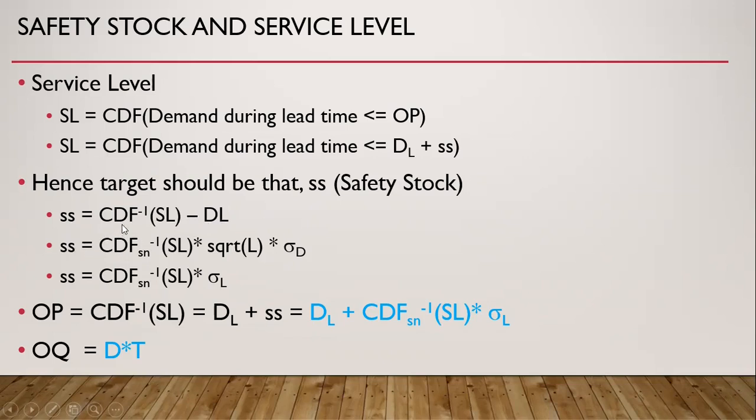If the demand is normally distributed, then we can use standard normal distribution and the formula for order point then becomes the inverse of CDF at a particular service level, which is equal to this in terms of standard normal distribution. This is the formula for order point and order quantity is demand at a particular period multiplied by time period for next review, the anticipated next review.